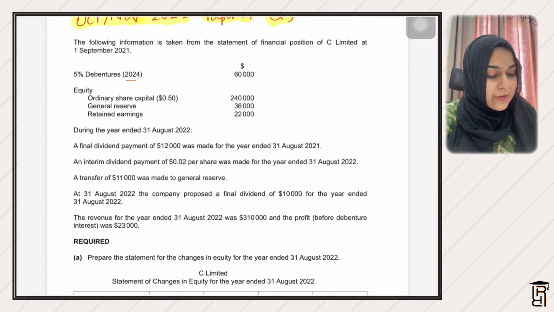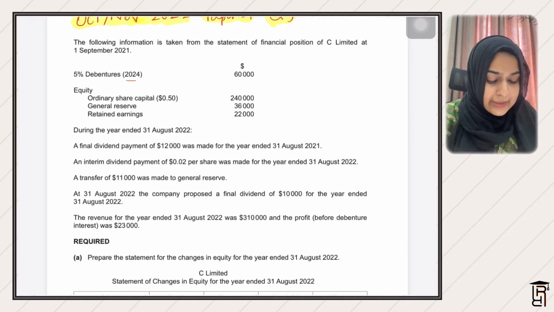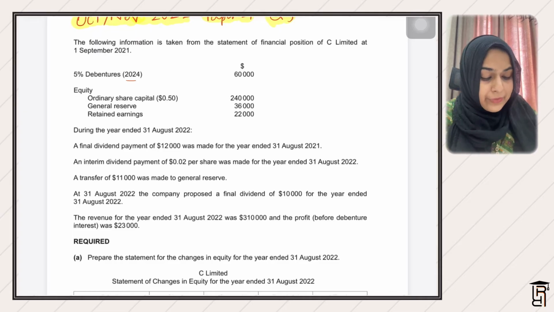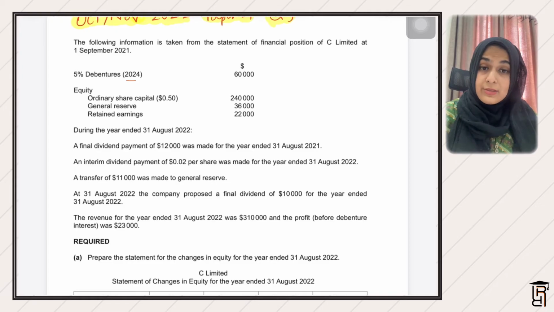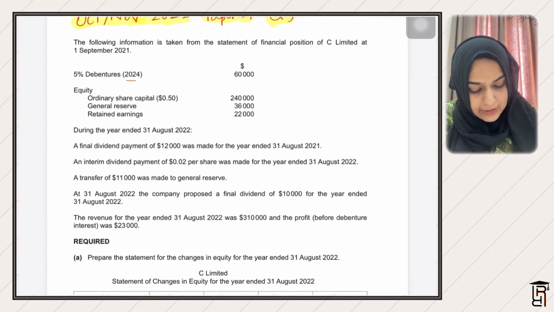So the number of shares that we have issued here is 480,000. Every share is for $0.5. Then they're saying during the year ended 31st August 2022, there's a final dividend payment that they have made. That is 12,000, made for the year ended 31st August 2021, which was the previous year. The current year here is 1st September 2021 to 31st August 2022. So for the last year, they must have proposed a dividend, which they have paid out this year. So this will go in our statement of changes in equity.